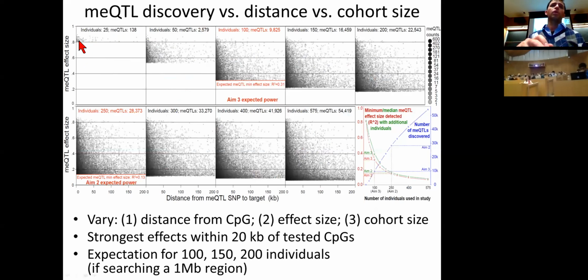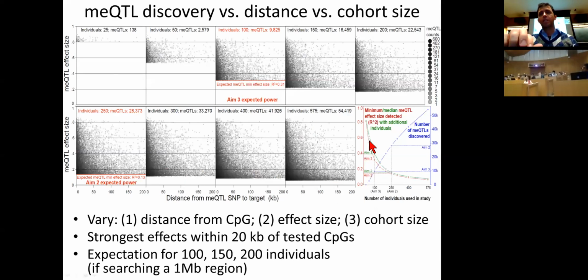80% of the variability in the methyl probe is in fact attributable to the genetics of that nearby SNP. And so on and so forth. As I increase the size, then I can discover things at lower threshold, and so on and so forth. And this is continuing this way.